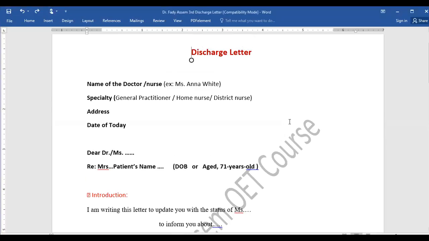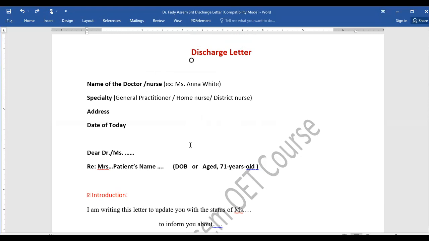So if we start by looking at my notes, you will find that the discharge letter is written mostly to the patient's GP, or the patient's home nurse, or the patient's district or community nurse. In most cases, the patient will be discharged to his home, but you write one of these letters informing the patient's GP or his or her nurse about the management plan that you have set.